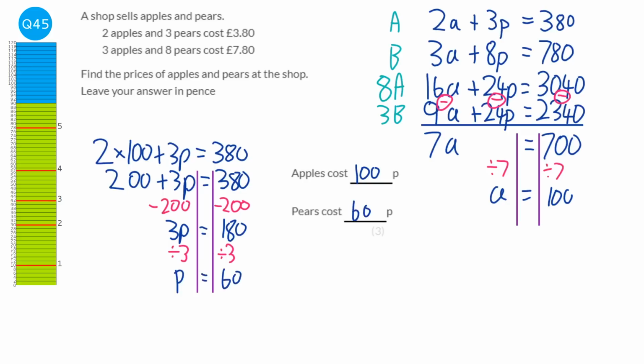Now we can check this by using the other equation there. So 3 times 100 is 300, plus 8 lots of 60 is going to be, what's that, 480? So that's going to be 780. So we know that we've got it right.